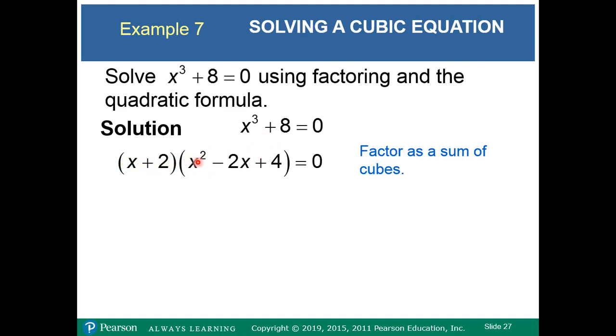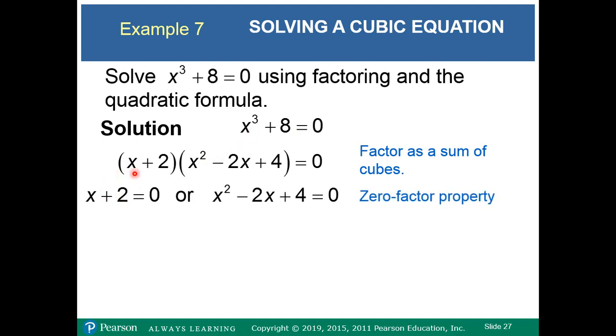Now we're going to use the quadratic. If we use the formula for factoring the sum of two cubes, then at this point the remaining factor may or may not be factorable. In fact, it's not factorable, because there are no two factors of 4 that will add to negative 2. So we have to use the quadratic formula here.